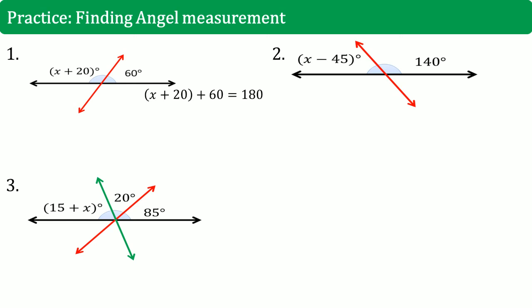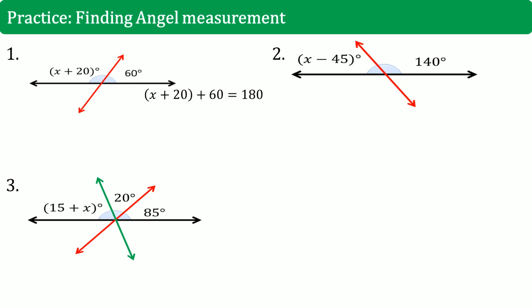This is the last one, which is a little bit more difficult. You're going to find the missing angle measurement. You're actually finding the missing value of x. Okay? So, let's take a look.